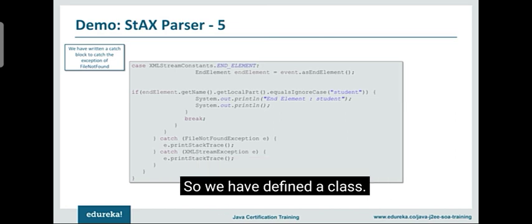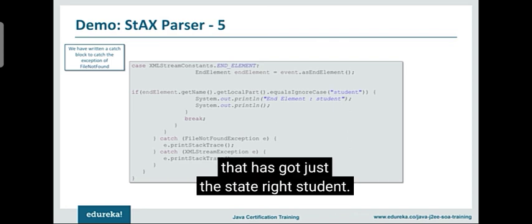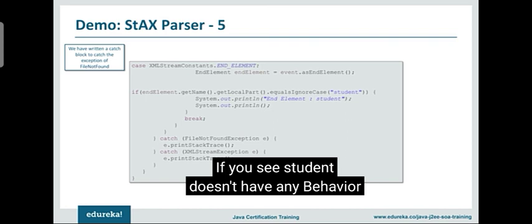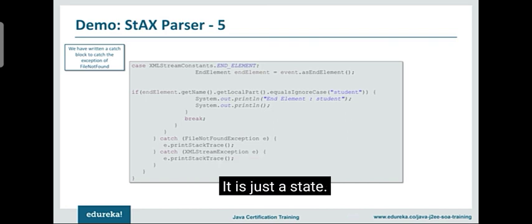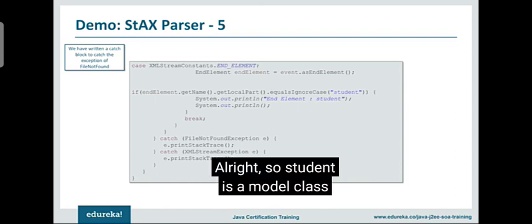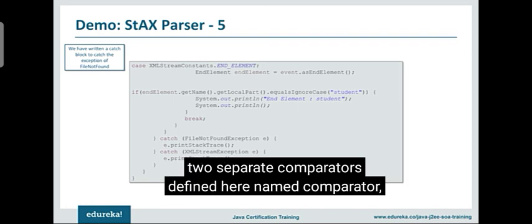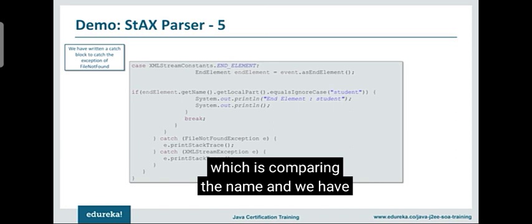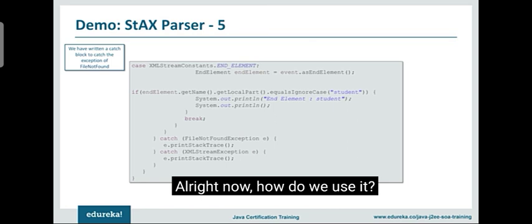Now, how do we use this? We have defined a model class. A model class is nothing but a class that has just the state. Student doesn't have any behavior as such, it doesn't have any method within, it is just state. So Student is a model class which has roll number and name. And we have two separate comparators defined here: NameComparator, which compares the name, and RollNumberComparator, which compares based on roll number. Now, how do we use it?